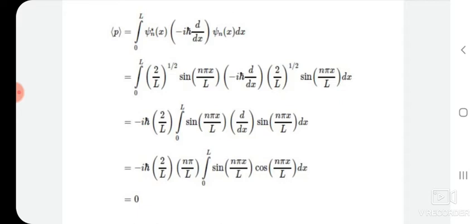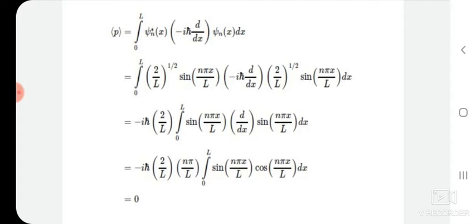This is all about the particle in a 1D box: its eigenvalue, its eigenfunction, then its average value of kinetic energy, average value of potential energy, average value of Hamiltonian operator, then momentum quantization of a particle in a 1D box. Okay, this is all about the particle in a 1D box.